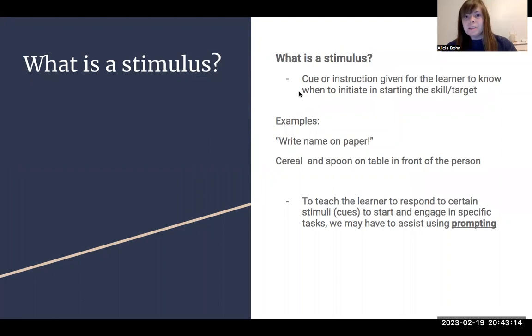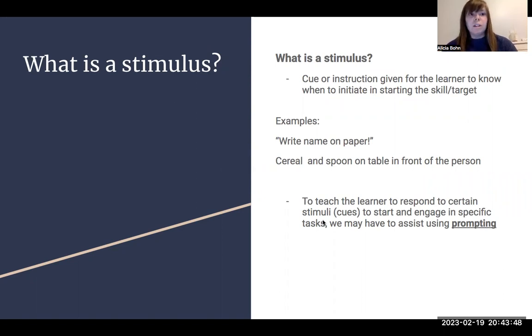So, what is a stimulus? This is a cue or instruction given for the learner to know when to initiate in starting the skill or target behavior. Some examples include being told to do something like write your name on your paper after a teacher passes out the paper. Or even just a cereal and spoon on the table in front of a person, just having the items in front of you and then knowing how to respond. So teaching the learner how to respond to certain stimuli or cues to start and engage in specific tasks, we may have to assist using prompting.